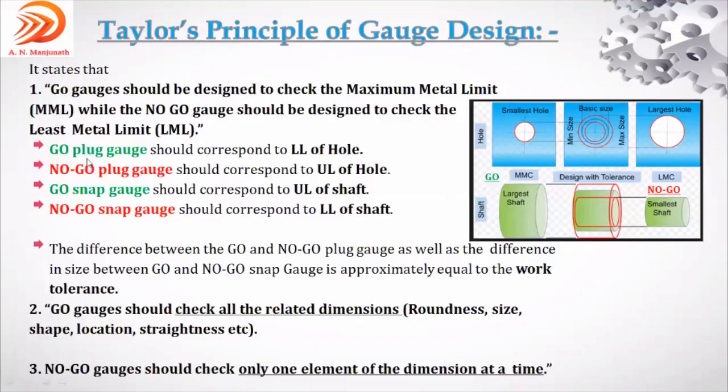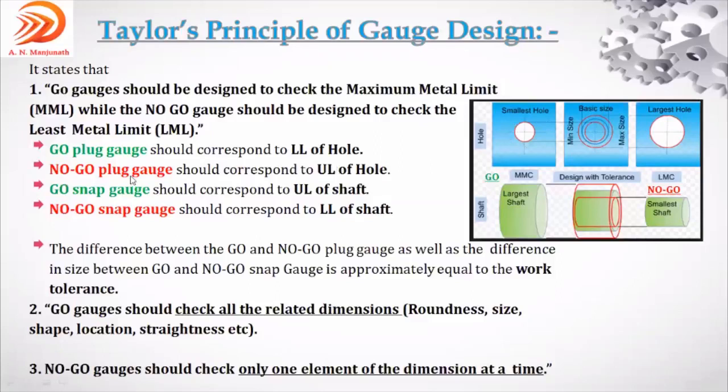See here, go plug gauge. Plug gauge is the one which is used to measure the hole, right? Go plug gauge should correspond to the lower limit of the hole. You can see over here, this is the hole, right? This is the go gauge. Go plug gauge should correspond to the lower limit, the smallest hole.